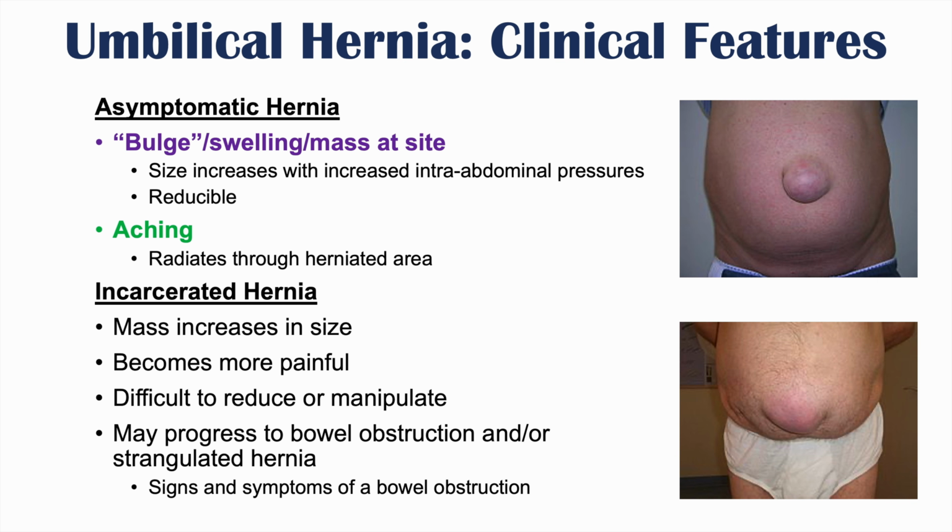So with an incarcerated hernia, we can see mass increasing. So if the hernia increases in size, it becomes more painful, difficult to reduce or manipulate, and then there may also be signs and symptoms of a bowel obstruction. Signs and symptoms of a bowel obstruction include constipation or reduced frequency of bowel movements. There may be less passing of gas. There may be some more abdominal pain. There may be some nausea and vomiting and other symptoms as well. If you want more information on signs and symptoms of bowel obstruction, please check out my lesson on that topic. And all of this leads into a strangulated hernia.